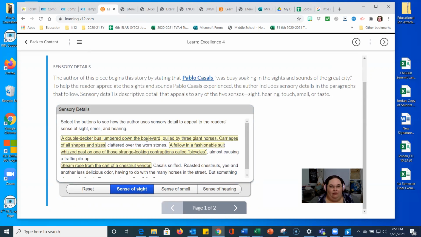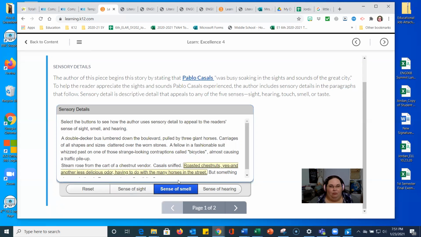Let's see the ones that have sense of sight. Lumbered. You saw the double-decker lumbering down the street, going slowly, pulled by 3 giant horses. Carriages of all shapes and sizes. He saw a fellow in a fashionable suit that whizzed past on a strange-looking contraption called a bicycle, and he saw steam rise from the cart of a chestnut vendor. Kind of like peanuts. We don't eat a lot of chestnuts here in America, but more like peanuts.